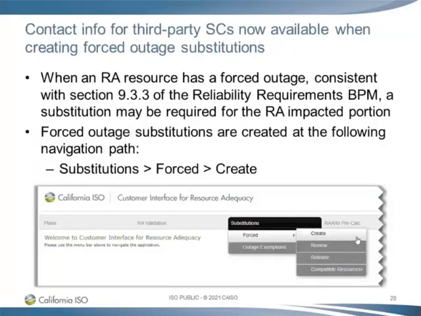Another item that we are implementing was based on requests from our customers. We've now put contact information for third-party scheduling coordinators available on the screen when you're creating forced outage substitutions. When you have an RA resource that has a forced outage, Section 9.3.3 of the Reliability Requirements BPM indicates that a substitution may be required for that RA impacted portion. When you submit a forced outage, you'll be doing that from the substitutions menu and creating that forced outage.